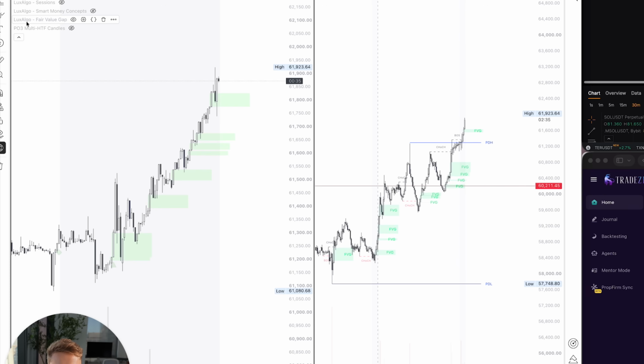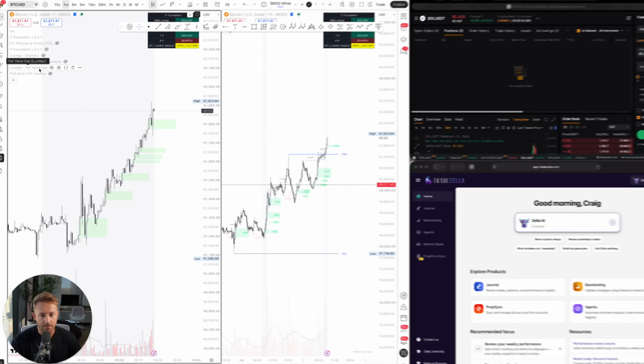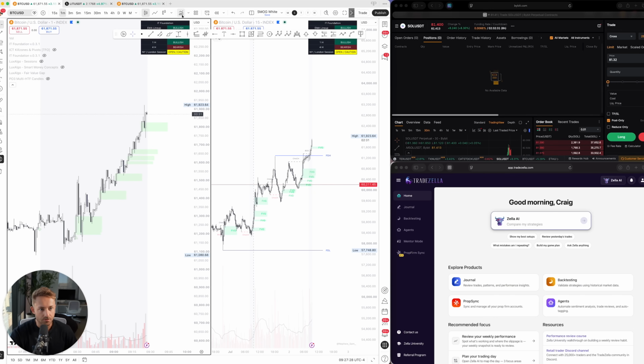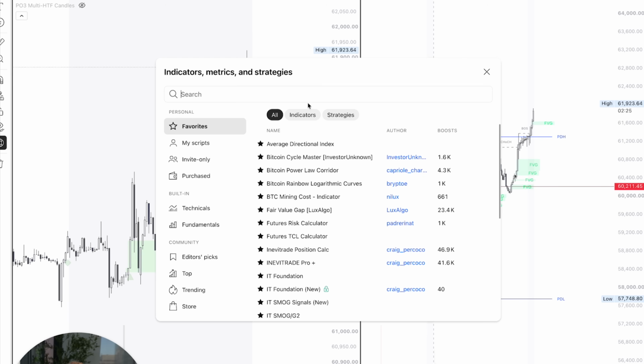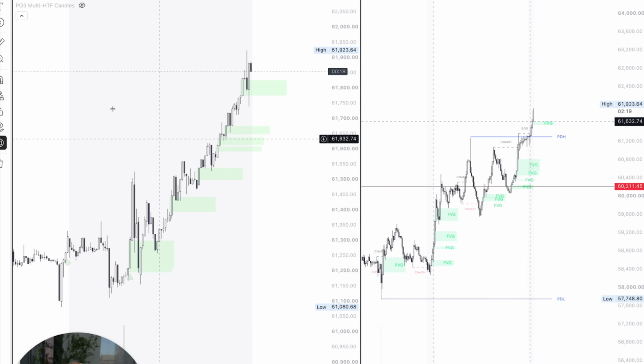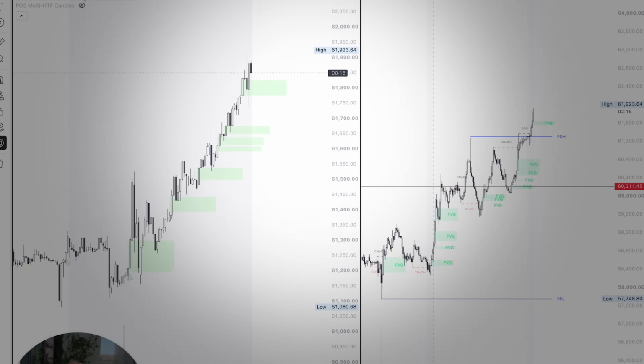And then I'm toggling on something called the Lux Algo Fair Value Gap. And if you want to add this to your chart, you can click on this button right here on TradingView, and that's going to open up your indicators. And then you can just type in Lux Algo Fair Value Gap, click on it, add it to your chart, and it's going to open these gaps here on our chart.